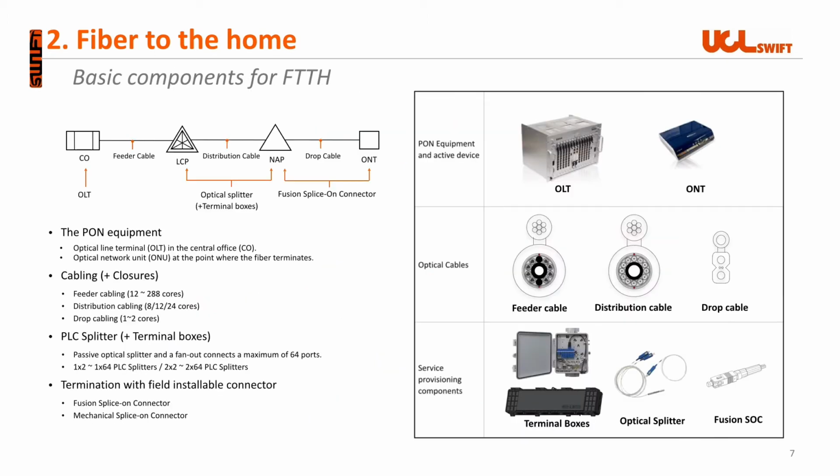We can say that FTTH is all about cabling, such as feeder cabling, distribution cabling and drop cabling from the central office to home, and sending light from the OLT through the fiber and distributing it with the optical PLC splitter, and finally receiving it at the ONT, terminated with field installable connectors. There are two pieces of equipment for a passive optical network: the optical line terminal, OLT, in the central office, and the optical network terminal, ONT, at the point where the fiber terminates.